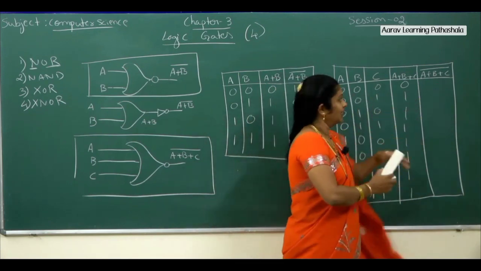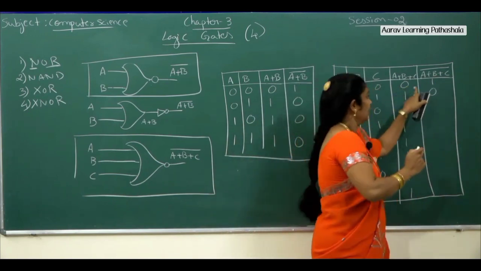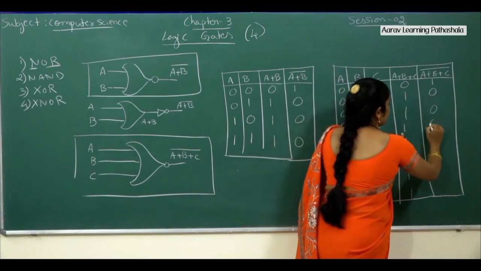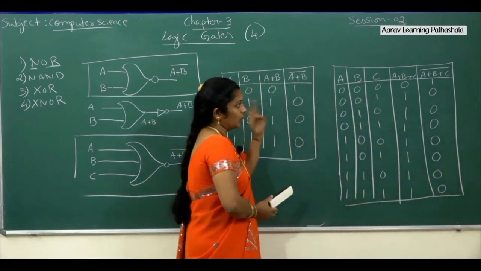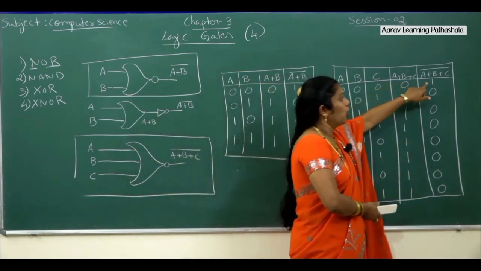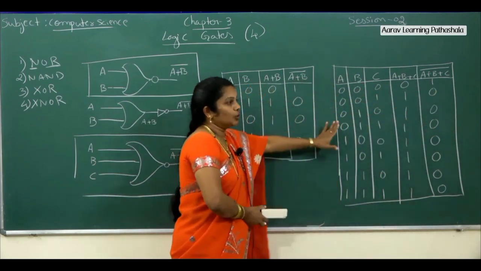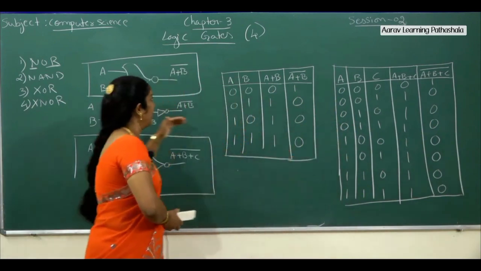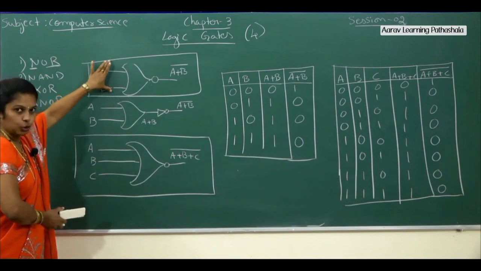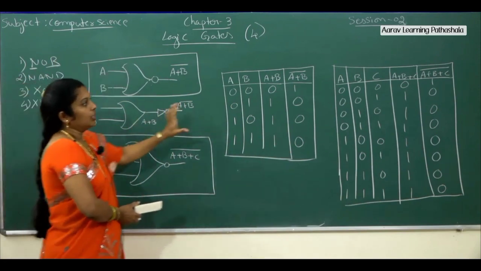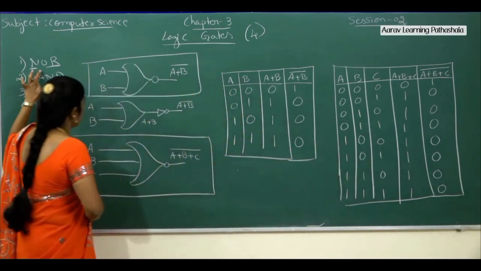Now just reverse it. Here 1, 0. Here we have 0, that's why here we have written 1. Now here 1, 0, 0, 0, 0, 0, 0, 0. From this we can say that when all the inputs are 0, only in that case the output becomes 1, otherwise it becomes 0. This is the truth table for 3 variables in the NOR gate. And this is the symbol for 2 variables, the symbol for 3 variables, the truth table for 2 variables, the truth table for 3 variables in the NOR gate.